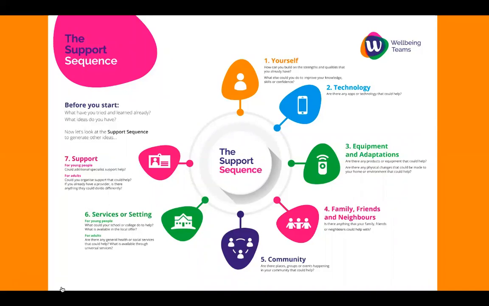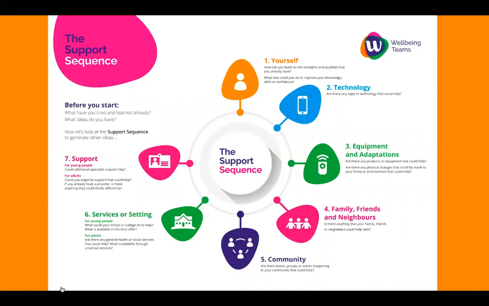So that might be, as I say, apps on your phone or your iPad, using Alexa, right through to the technology that people are using every day, which might be around sleep and Fitbits or devices in the home. Number 3 is equipment and adaptations. Are there any products or tools or equipment that could help? Are there any physical changes that could be made to the home or environment that could help achieve the outcomes?